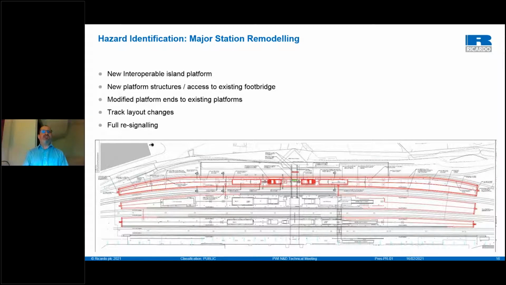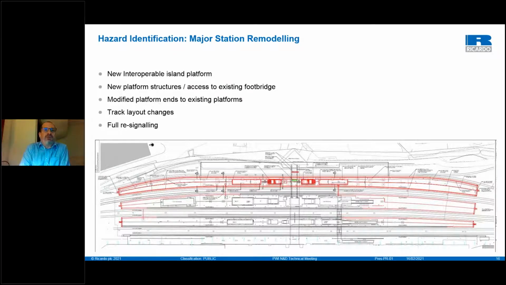So what were the challenges here? Well, you have the new interoperable island platform. So that introduces the requirement for consideration of interoperability. You have modified existing platforms. So how do we actually incorporate those changes within an operational station? You've got, as I mentioned, the track layout changes, and you've got a full re-signalling. So obviously a hazard identification process needs to take place.